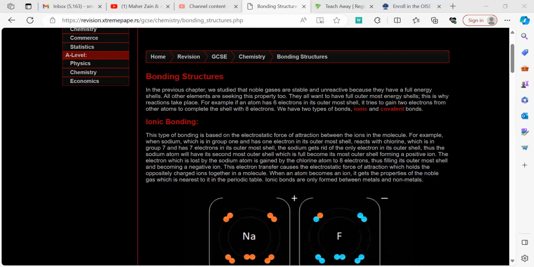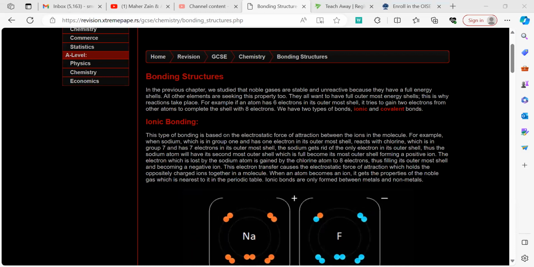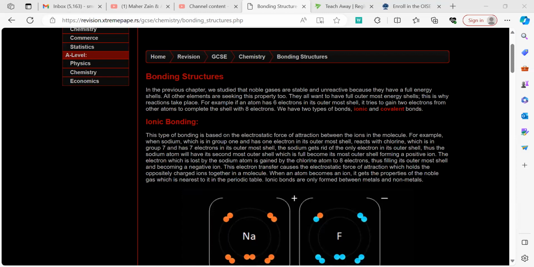Good morning. Today we will be studying the chapter of chemical bonding in O-levels chemistry. So there are four types of chemical bonding: ionic bonding, covalent bonding, metallic bonding, and finally the bonding between alloys. Firstly, we'll be focusing on ionic bonding.